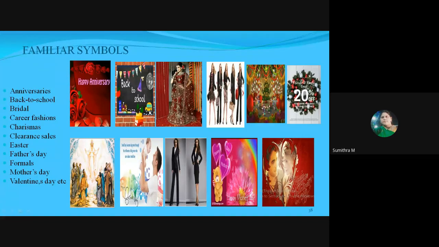All the garments will be placed there. Or suppose you are going to have an anniversary day tomorrow or the day after tomorrow. They can use these colored dresses and they will be displayed in a window display. And for a Father's Day theme, some wall hangings or posters will be there. These are a few symbols which are used in a window display to attract the customers.